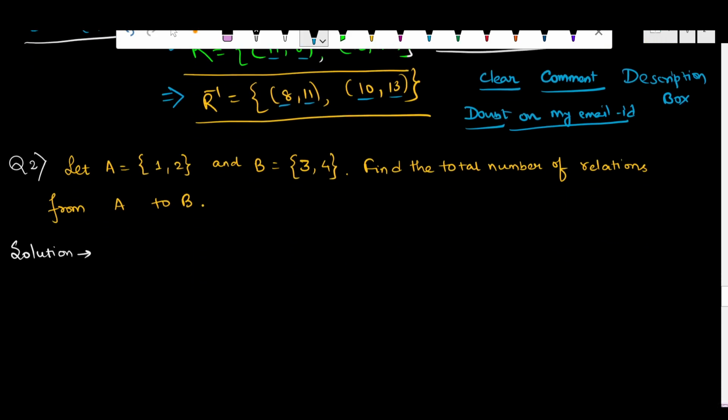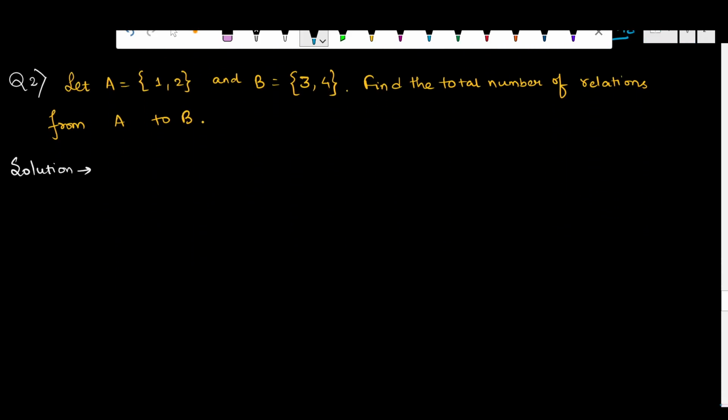Now next question is, let A contain two elements 1 and 2 and B contain 3, 4. We are required to find the total number of relations from set A to set B. Now see clearly, cardinality of A is what? Since A contains two elements, so cardinality of A is 2, and B contains also two elements, so cardinality of B is 2.